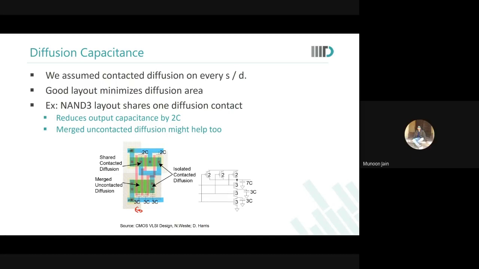Yes, sir. Merged uncontacted diffusion. Could you just highlight this? Yeah, there is no contact there. So since there is no contact there, you can bring polys much closer. So the diffusion capacitance reduces still further.